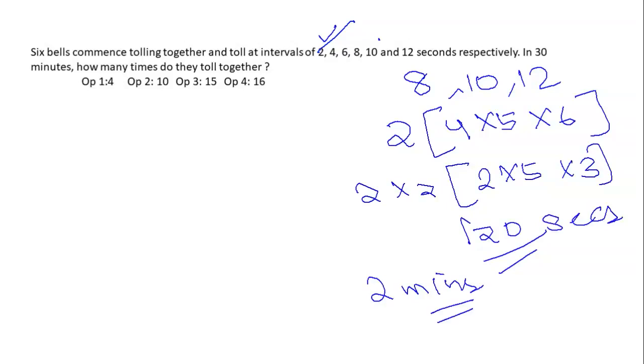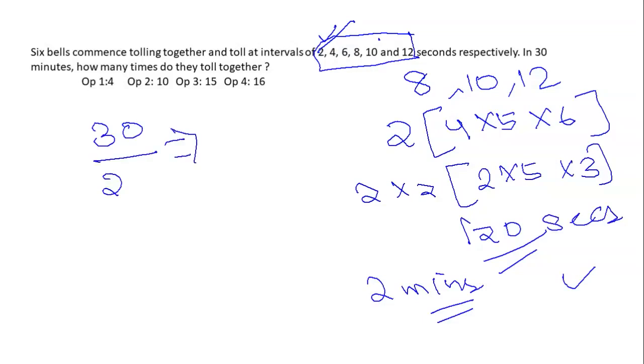I'm afraid people are giving me 15 as the answer, but that is not the answer. 2 minutes is the interval for them to toll together. So in 30 minutes, we divide 30 by 2, which is 15 times. The problem here is, if the question was only that 6 bells ring at intervals of 2 seconds, 4 seconds, 6 seconds, 8 seconds, 10 seconds, 12 seconds, your answer would be 15. But now there is an additional term given.